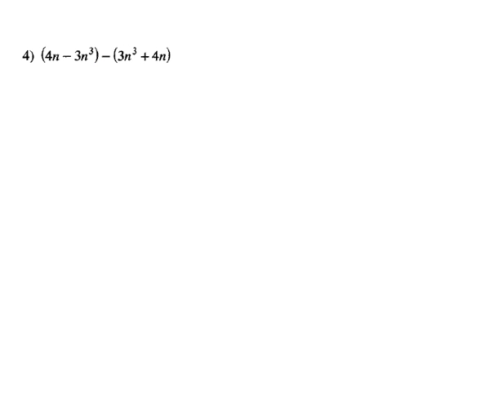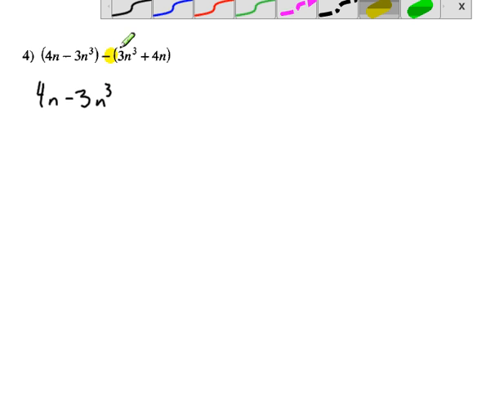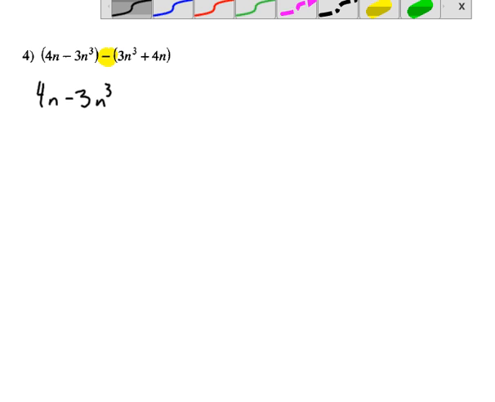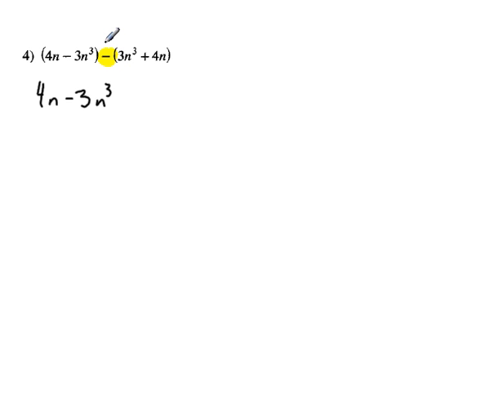Let's do problem 4. The rewrite step without parentheses is 4n minus 3n to the third. I'm going to go ahead and highlight that again because that's your warning sign right there. When you have that negative sign in the middle, just pay attention because that applies to the 3n to the third, making it a negative 3n to the third. It also applies to the 4n, making it a negative 4n. It flips the signs.